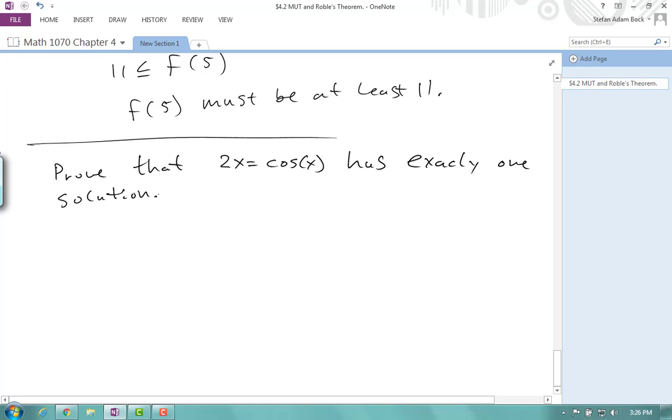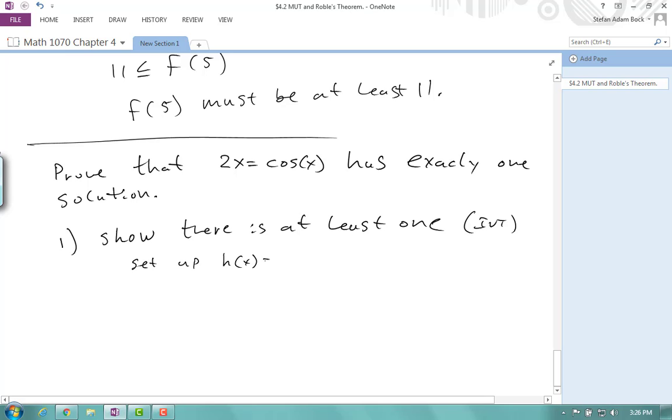So I want to prove that 2x equal to cosine of x has exactly one solution. And the way I do this is I start off by showing there's at least one solution. And that's with the IVT. So how do I do that? I set up h of x equal to cosine of x minus 2x, and I want to find out where h of x is equal to 0, or if h of x is equal to 0 ever. So I'll try a couple of points.